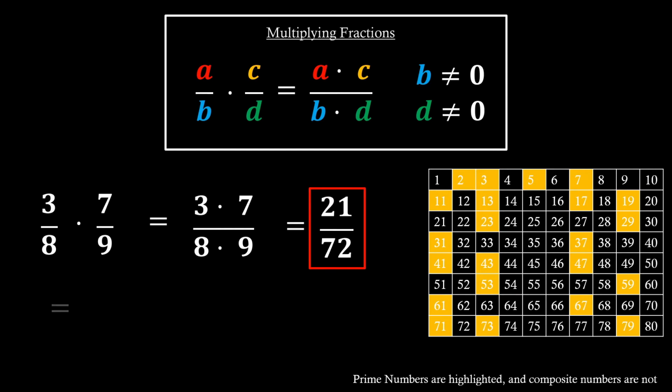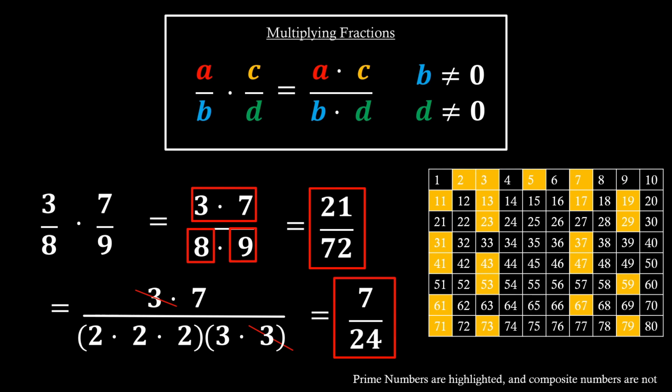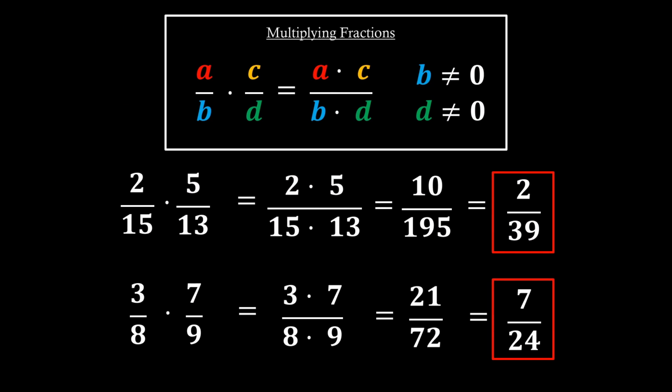So if we take a look at the numerator, we can see that 3 and 7 are prime numbers, so we can leave the numerator as 3 times 7. Now 8 is not prime and can be written as 2 times 2 times 2, and 9 can be written as 3 times 3. At this point, we can cross out the 3's, and we are left with 7 over 24, which is the simplified fraction for 21 over 72. And that's how you multiply fractions.